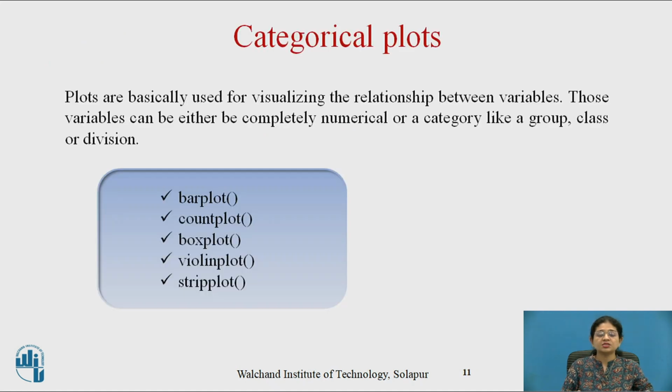Now the next one is the categorical plot. These plots are basically used for visualizing the relationship between variables. Those variables can be either completely numerical or categorical, like groups, class or division. Categorical plots can be shown with the help of these methods: the first one is bar plot, another one is count plot, box plot, violin plot and strip plot. In this video we will take a few, starting with the bar plot.